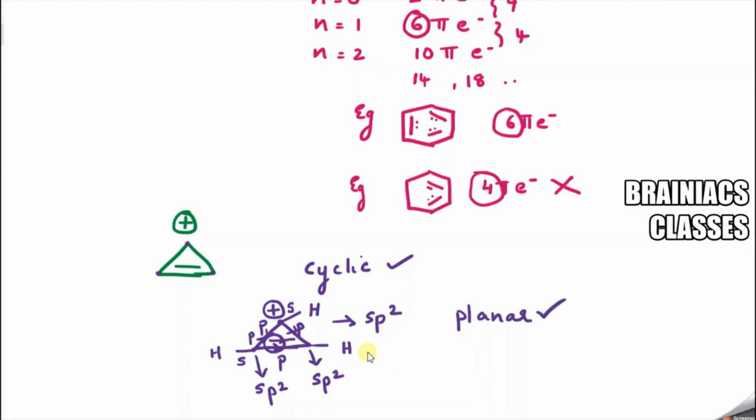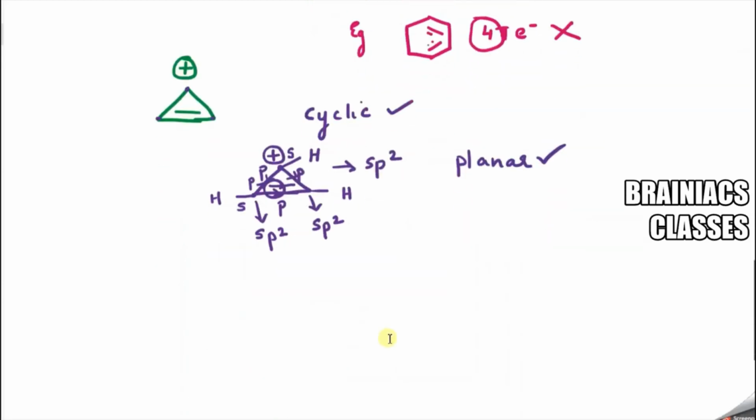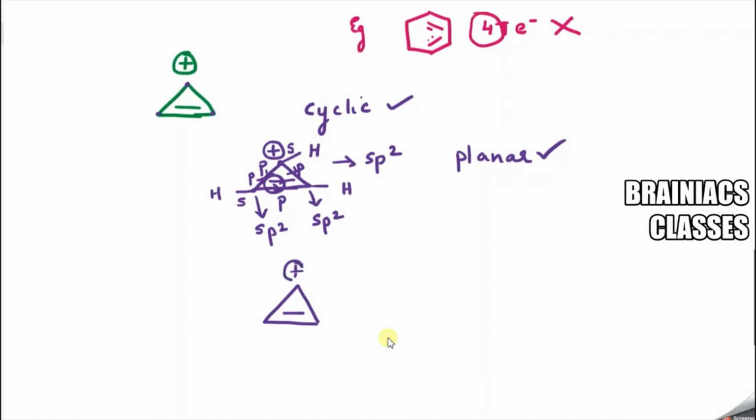Now comes the third condition. For the third condition, let me draw the figure one more time. Figure is very, very important. If you see here, you can see double bond, then single bond, then positive charge, then single bond, then double bond, single bond, positive charge. So it keeps on rotating in a periodic fashion. That means cyclic resonance is followed, correct? So I can put a tick.